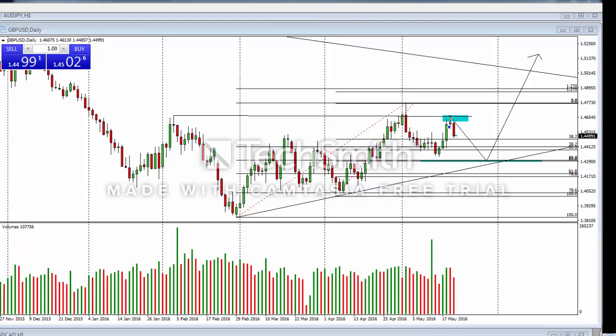Okay, so sorry, I've just taken that phone call and I've actually lost my place of what we were talking about, but I believe we were talking about this market looking to retrace down to this particular level here.